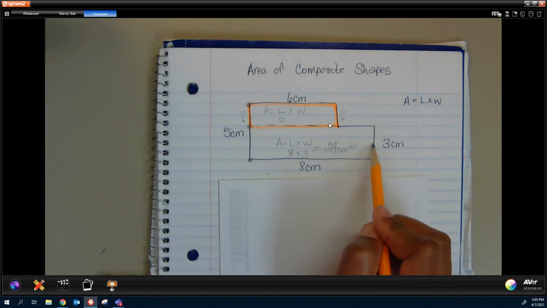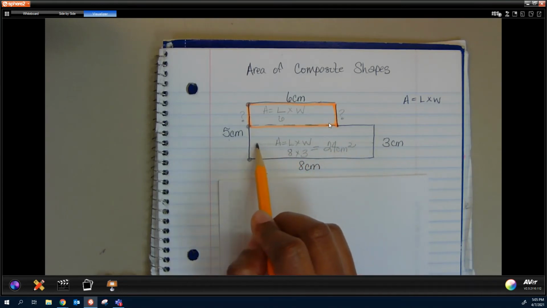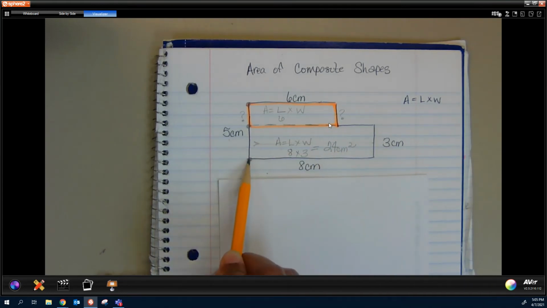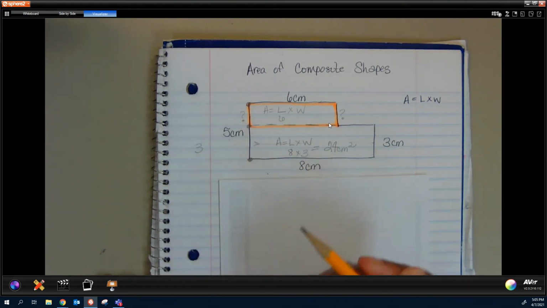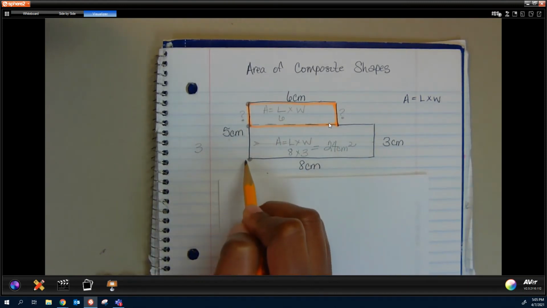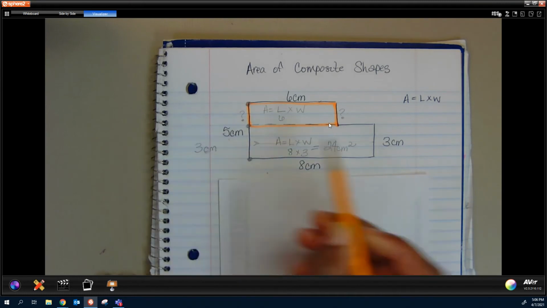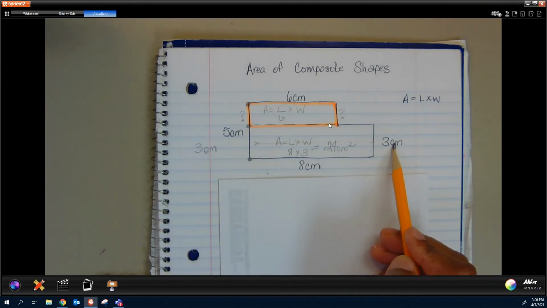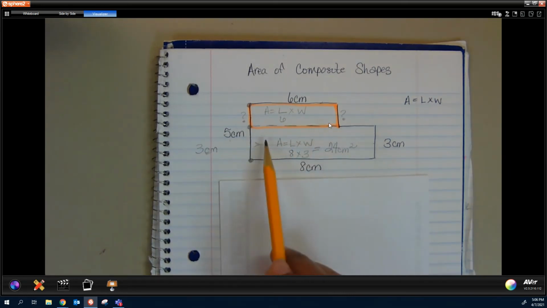If we know that opposite sides of a rectangle, okay, are the same amount, I know the distance from here to here is 3 centimeters. Okay, so the distance from here to here is 3 centimeters because it is opposite the side here. Okay, the parallel side, the side that is parallel to this one, is 3 centimeters.